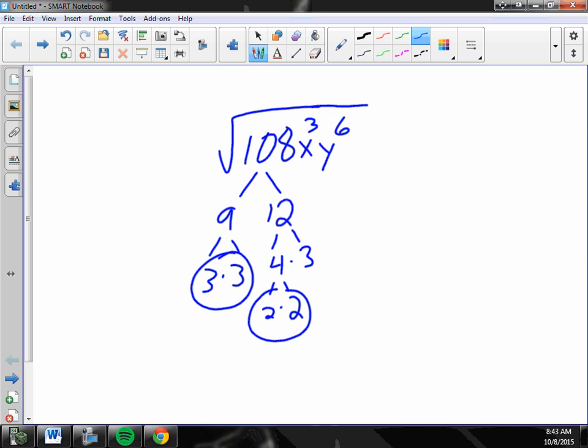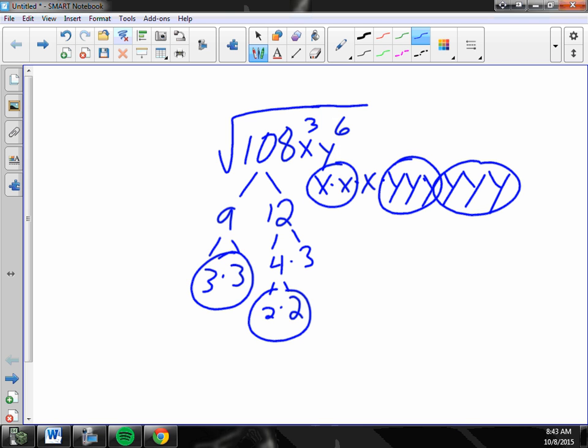Now, we also have to consider the variables. This is x times x times x times 6 y's. Can I take out any x's? One set of x's. How about y's? 3 sets of y's. So I bring out a 2. Oh boy. How did I ever pass college? Let's try this again. Okay. 3 sets of y's, not a set of 3 y's.